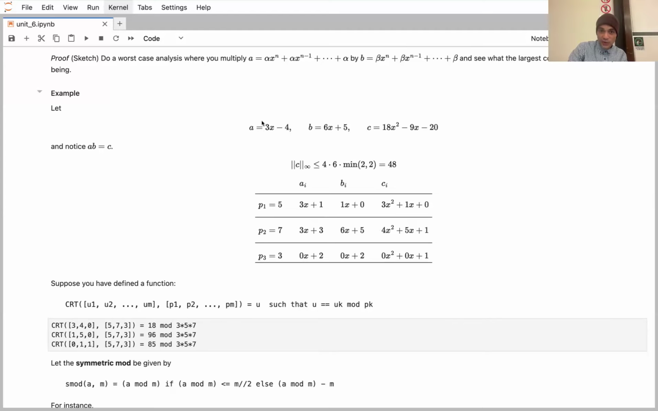So we do A times B over the integers, and we get 18x squared minus 9x minus 20. That's just arithmetic, yeah? Yes, that makes sense.